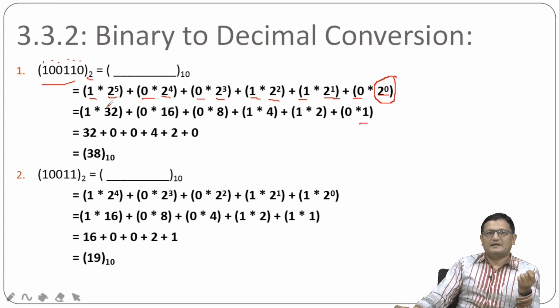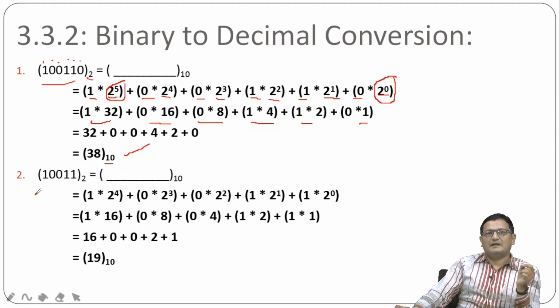Okay. So, similarly, 2 raised to 5 is 2 into 2 into 2, 5 times. So, it is 1 into 32 plus 0 into 16 plus 0 into 8 plus 1 into 4 plus 1 into 2 plus 0 into 1, right. So, that will be 32 plus 0 plus 0 plus 4 plus 2 plus 0, and it makes 38. So, 38 is a decimal number. Here we have represented it with a base of 10.